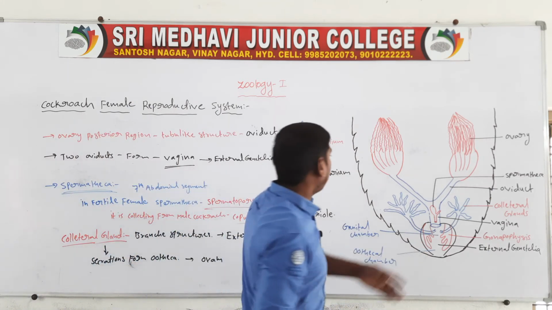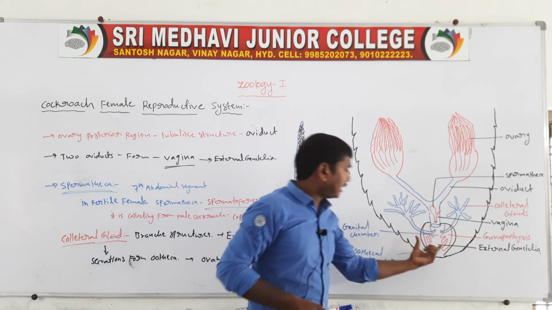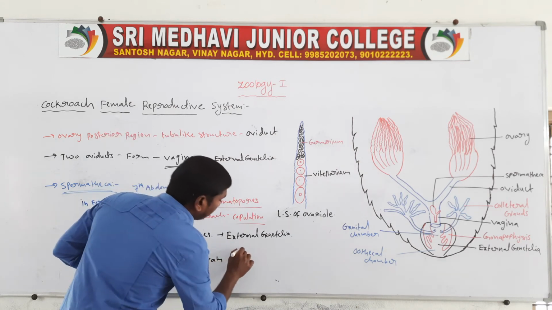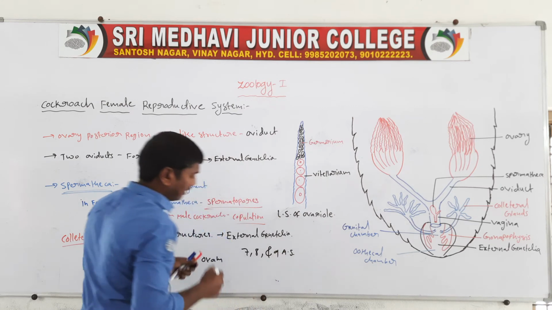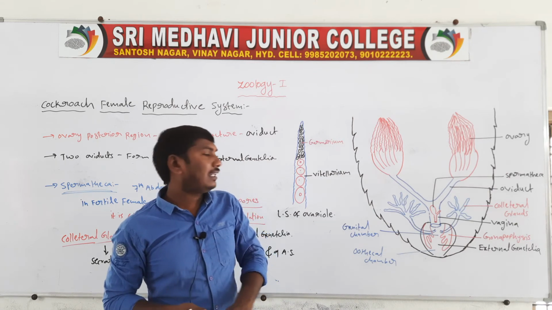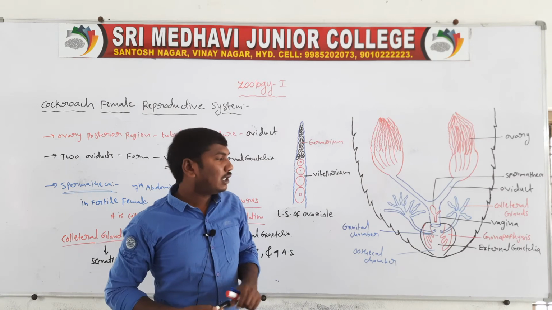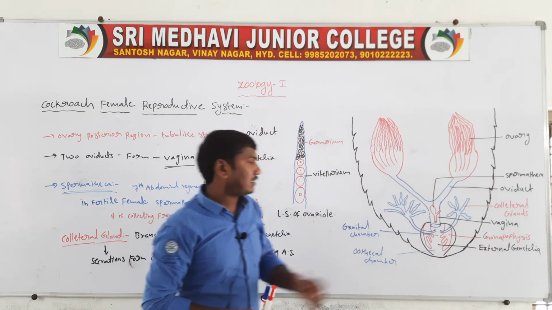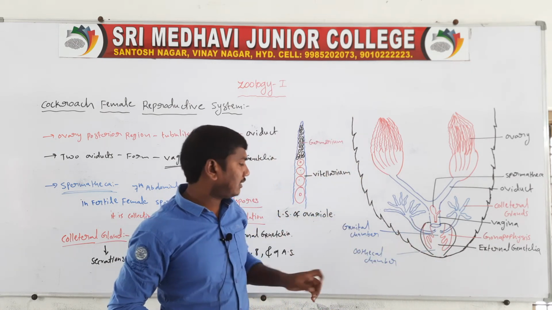Next, the last one: the external genitalia. The external genitalia are present on the 7th, 8th and 9th abdominal segments. They consist of three chitinous plate-like structures.